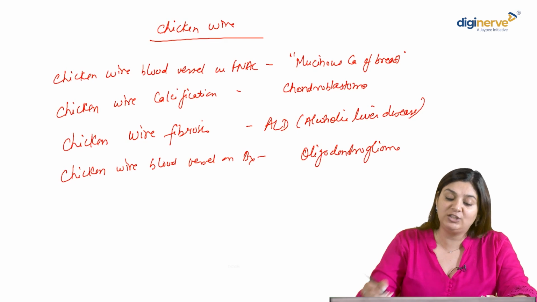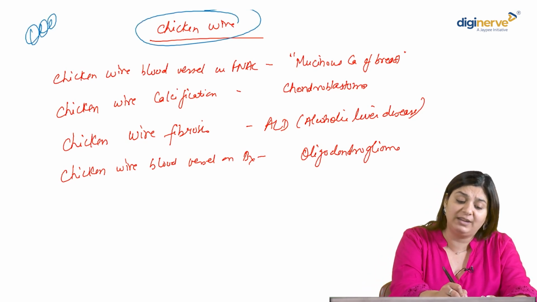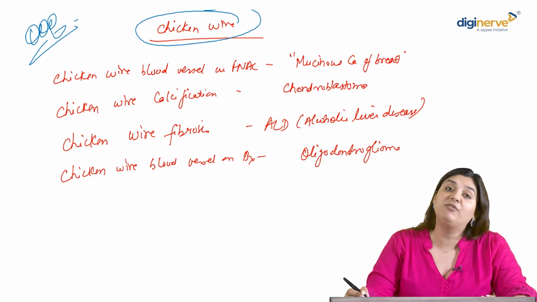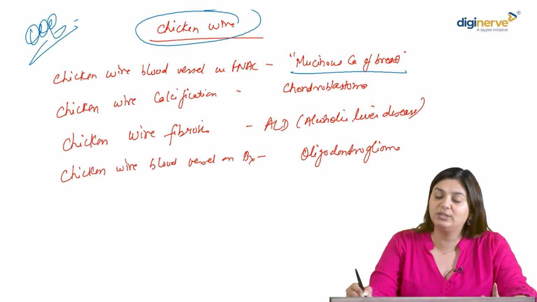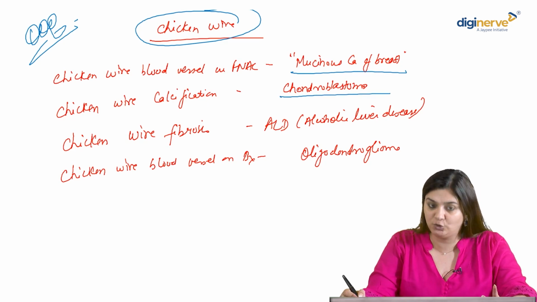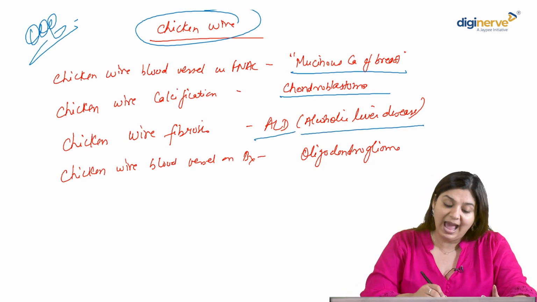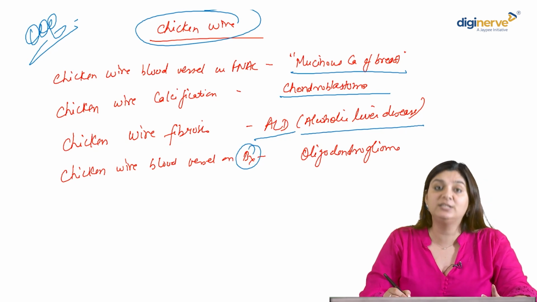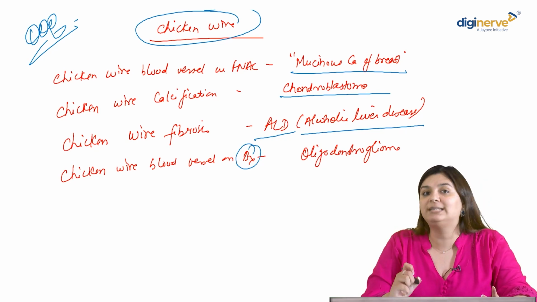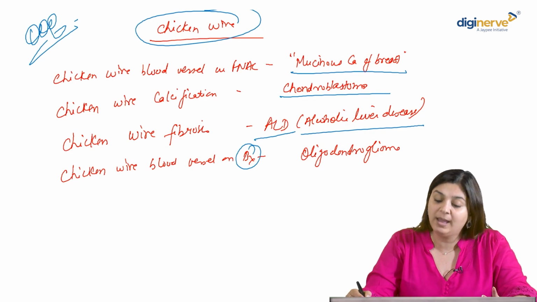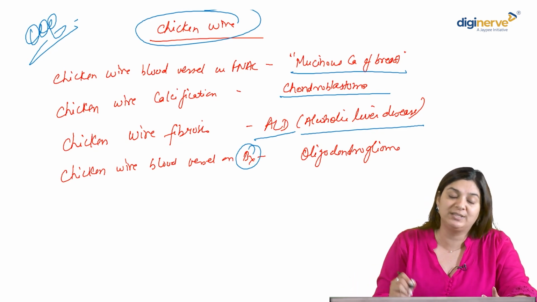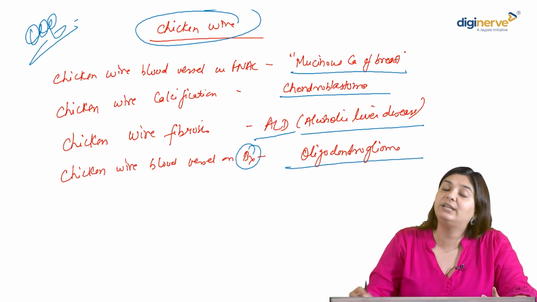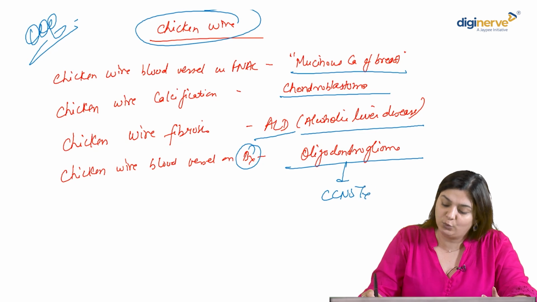Then the next thing is the chicken wire appearances in pathology. This is a very, very important flashcard. So the chicken wire blood vessels in FNAC, I just told you in the previous module, that was mucinous carcinoma of breast. Then chicken wire calcification is chondroblastoma. Chicken wire fibrosis is ALD, that is alcoholic liver disease. And chicken wire blood vessels on biopsy, that is on histopathology, not on cytology. On cytology, it will be mucinous carcinoma of breast. On biopsy or histopathology, it will be oligodendroglioma, that is a CNS tumor.